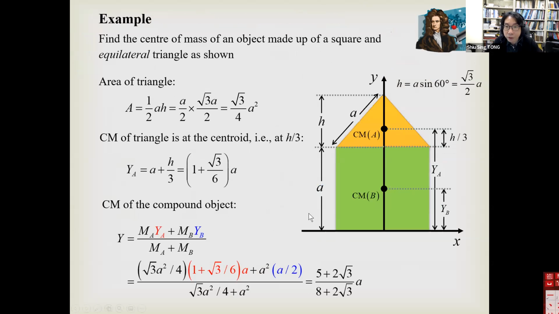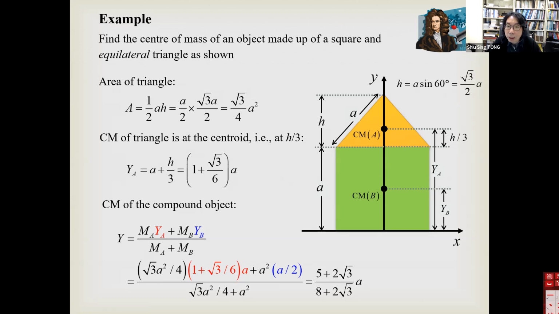Now let's have this example. Suppose we have a lamina that takes the shape of a house. You have an equilateral triangle as the roof of the house, and you have a rectangle, a square, as the main body of the house. The two parts are combined together, and of course they are of the same density. You are now required to find the center of mass of the composite body.